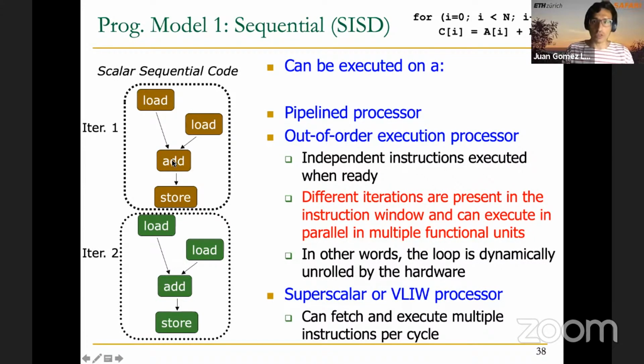Later, it will see that this add is dependent on these two. So obviously you cannot start the execution of this one until these two are done, right? Unless you do some sort of speculative execution that you may need to roll back later. But yeah, these are different execution models using the same programming model.